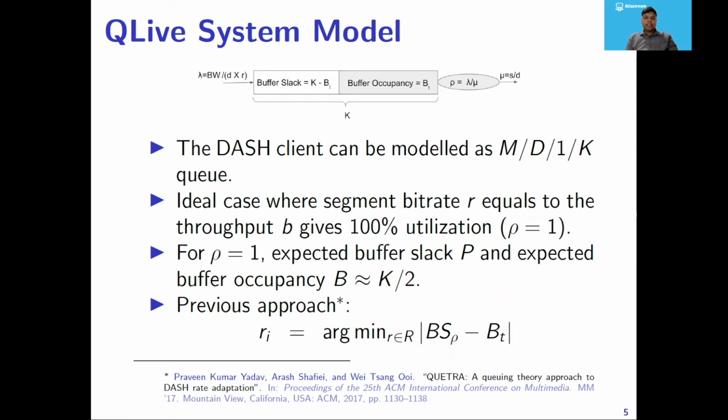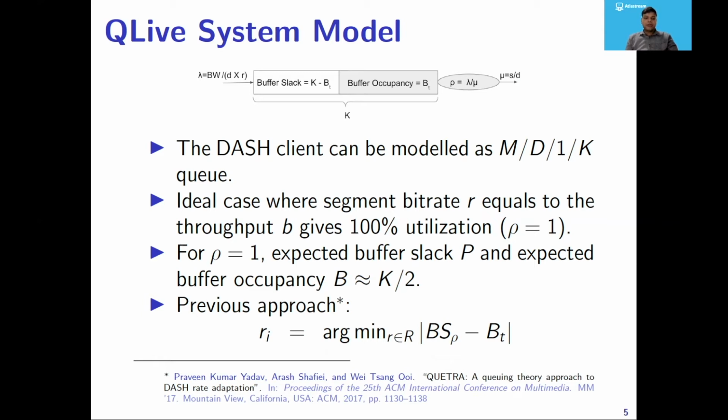And for the ideal case where rho is equal to 1, the average buffer occupancy is half of the total buffer capacity, which is also equal to the average slack. Our previous work has shown that by choosing a representation level with bitrate R, for which the slack is nearest to the instantaneous buffer occupancy, we can converge the buffer occupancy to half of the total buffer capacity.